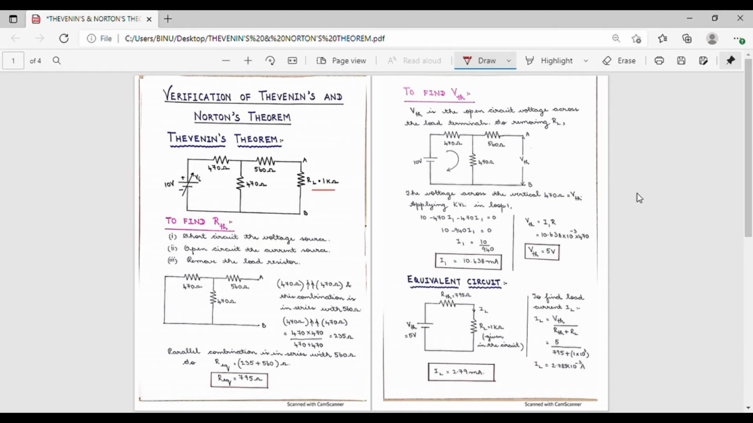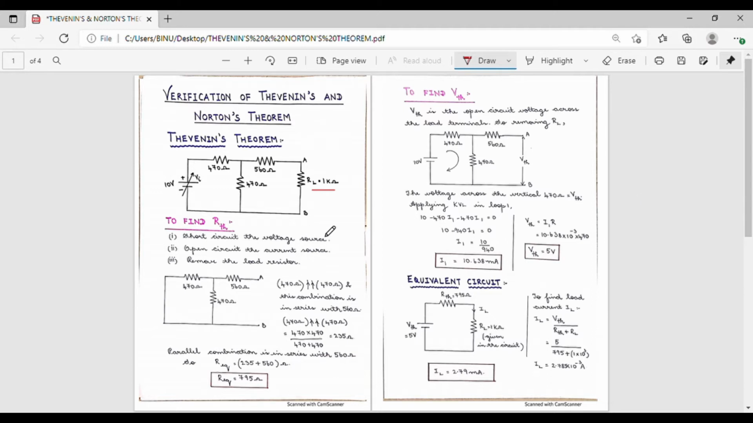Let me start with the theoretical calculation of Thevenin's theorem. This is the circuit given. We are given a 10 volt DC source and 3 resistors, out of which 2 resistors are of 470 ohm, and 1 resistor is of 560 ohm. We are also given a load resistor whose value is equal to 1 kilo ohm.